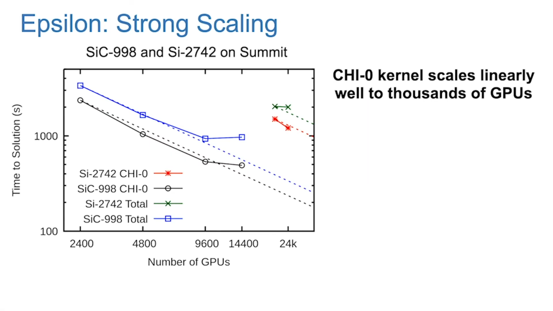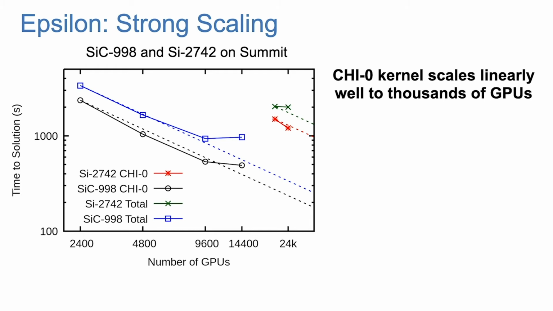Strong scaling for Epsilon is shown here as measured on Summit for the 2 largest systems, that is the silicon carbide with 998 atoms and the silicon system with 2,742 atoms. Good strong scaling is obtained up to 1,000s of GPUs, in particular for the Chi0 kernel, that is once we exclude the I/O and the inversion step, which is still performed on the host.